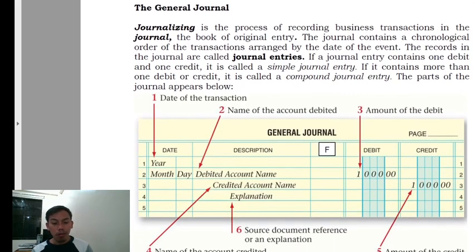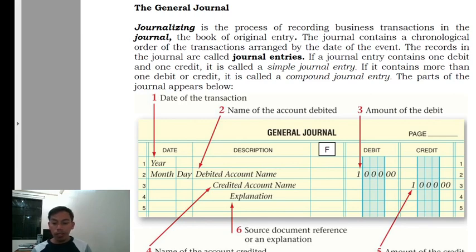So, ulit, journalizing is the process. Journal is the book of original entry. The records that we are recording in the journal are called journal entries. If the journal entry has one debit and one credit, then that is called a simple journal entry. If it contains more than one debit or credit, that is already called a compound journal entry.